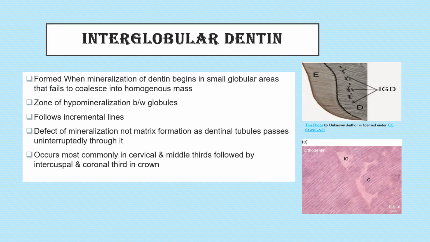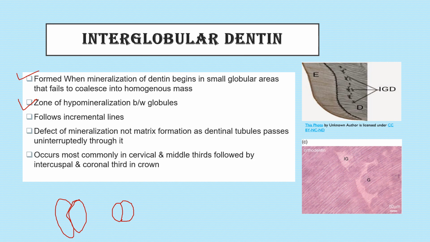Interglobular dentin is formed when the mineralization of dentin begins in small globular areas that fail to coalesce into a homogeneous mass. It means the dentin is not formed uniformly, and the dentin is formed in globules or islands of mineral tissue which do not get united with each other, and this is known as interglobular dentin. It is a zone of hypomineralization between the globules. So in short, it is the hypomineralized areas in the dentin.